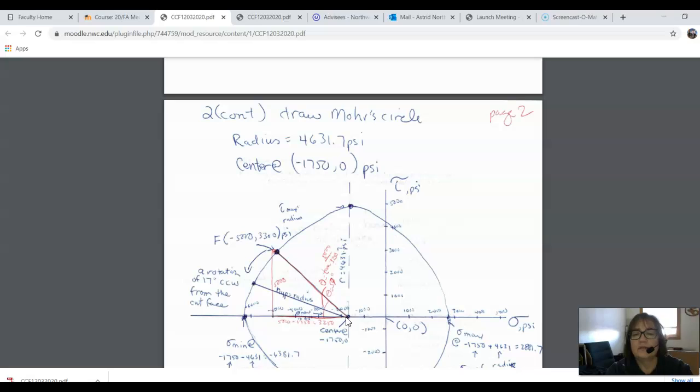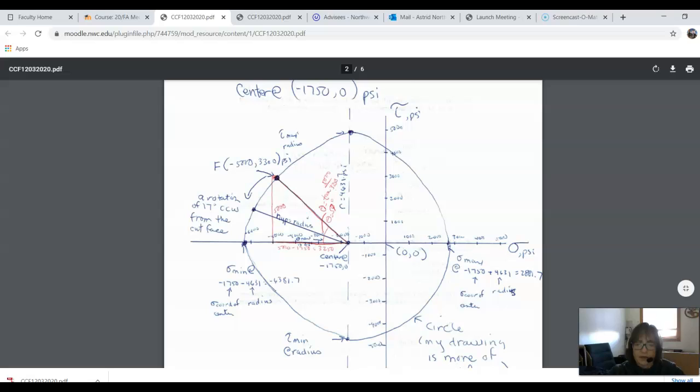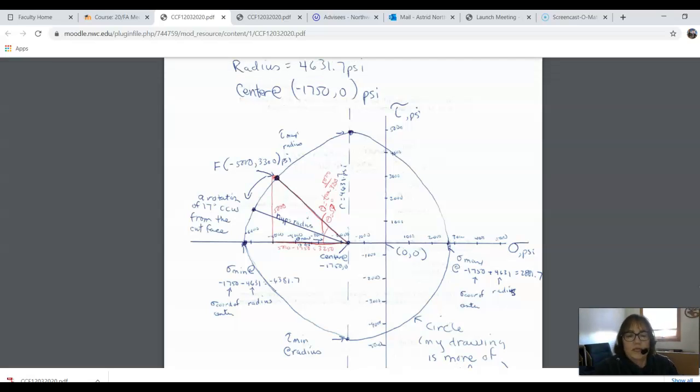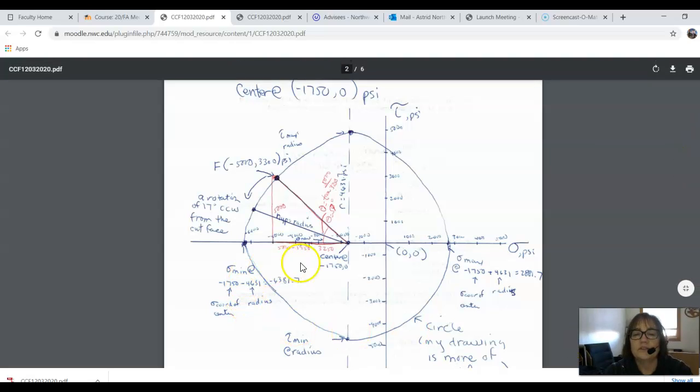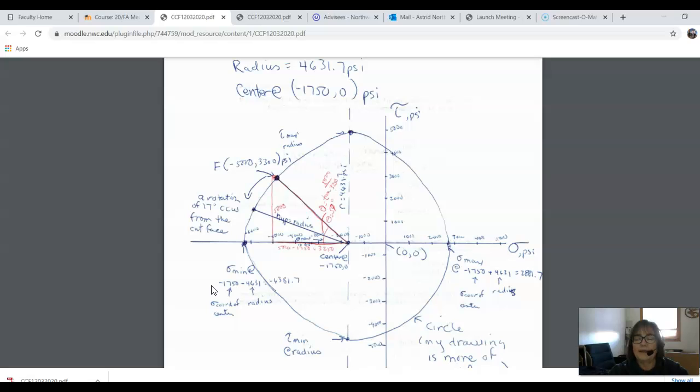Then I know the radius of the circle is 4,631.7 psi. So I've drawn that. I do not construct a very nice looking circle. I like to refer to this as Mohr's oval, but if I were a better artist, it would be a circle. I construct a circle at that center coordinate that has the calculated radius, and I usually just draw 4 points on that circle, and then I connect them with what I hope or intend to be a circle. And that is the construction of Mohr's circle.